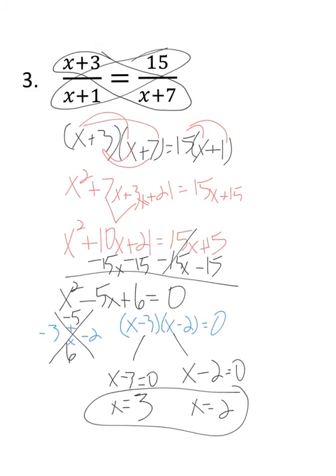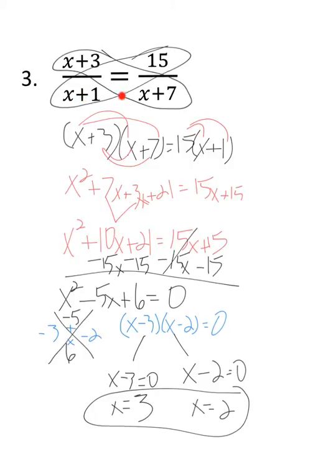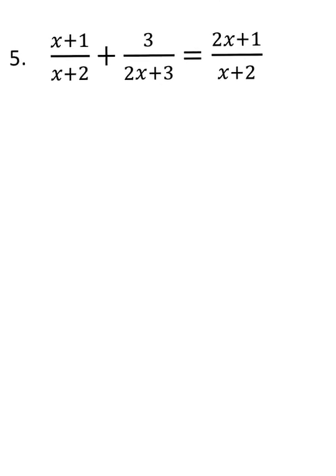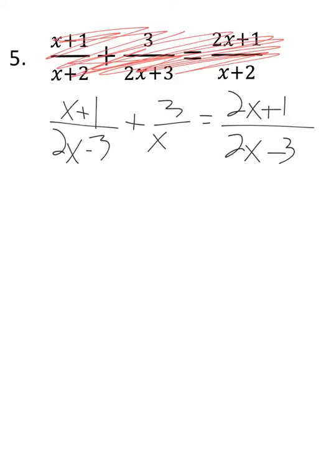If you plugged in 2 or 3 in the bottom, would it ever equal 0? No, it wouldn't, so we're good. Moving on to number 5. Now, I made a mistake on number 5, so here's what it's supposed to say. And then let's solve it right now.